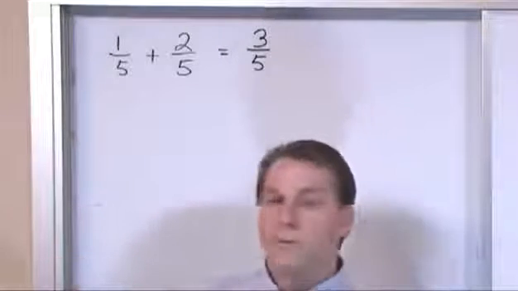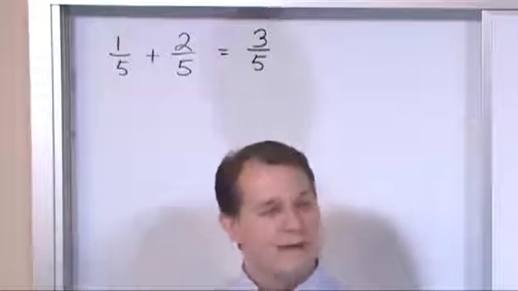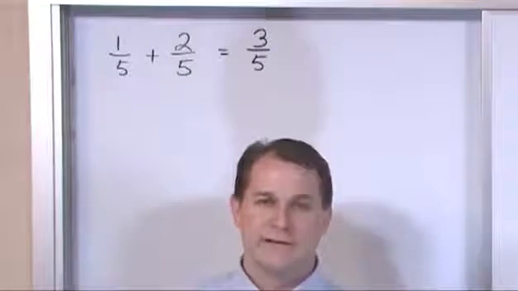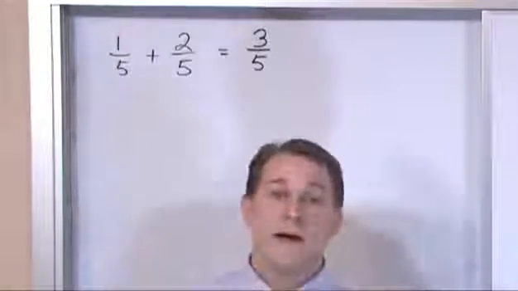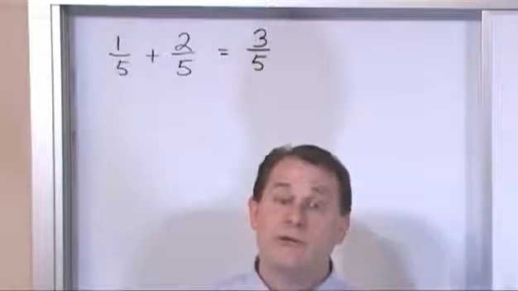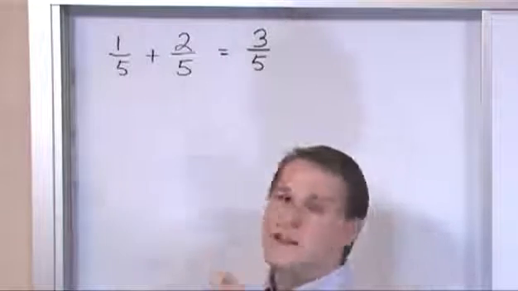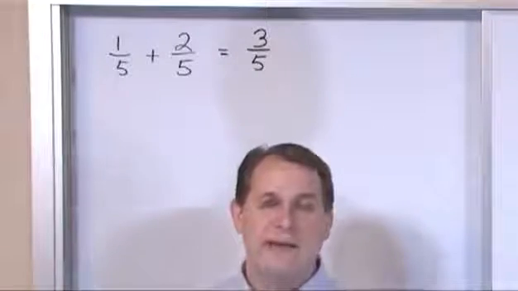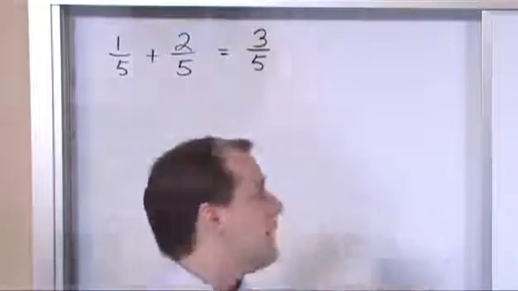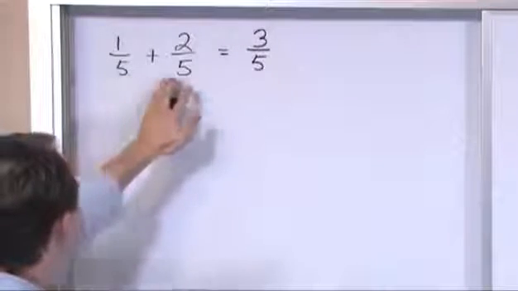If this guy has 1/4 of a peanut butter and jelly sandwich, and this guy has 2/4 of a peanut butter and jelly sandwich, and you add them together, then you have 3/4 of a peanut butter and jelly sandwich. It only makes sense, though, if that denominator is the same. If they're not the same, you can't really do it right away. So first step, check to see if this is equal.